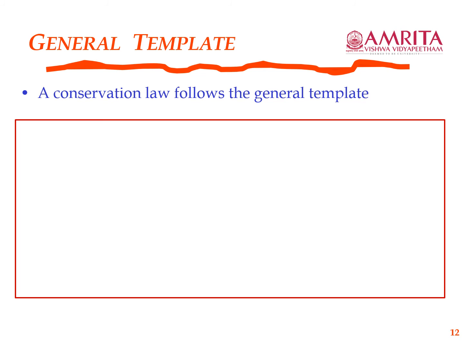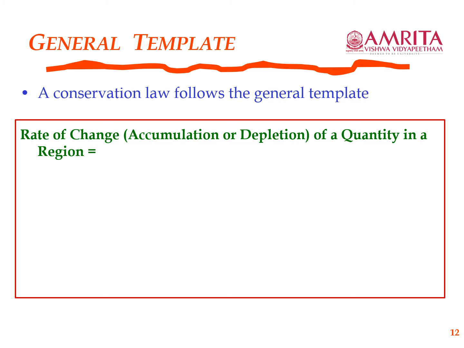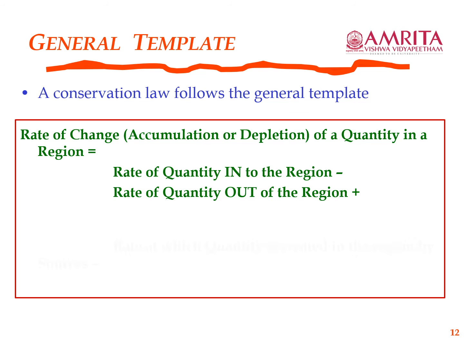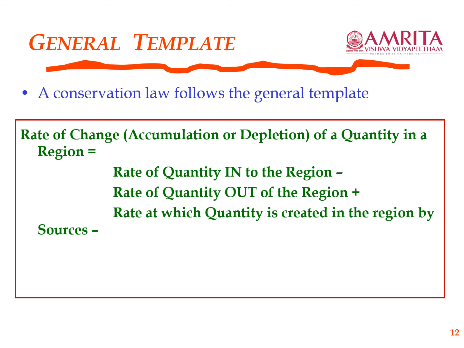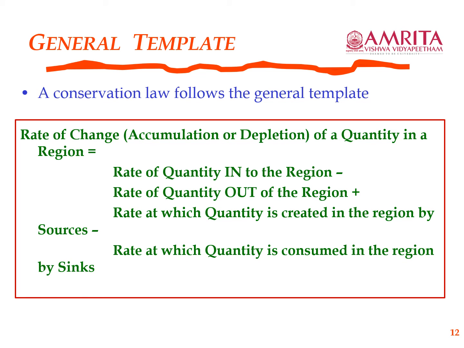If you are looking at a conservation law of any specific quantity, not during equilibrium but in a non-equilibrium situation, the following template is generally observed. The rate of change, either accumulation or depletion, of a quantity in a specific region is the rate of the quantity going into the region, minus the rate of the quantity coming out of the region, plus the rate at which that quantity is created in the region by what are called sources, and minus the rate at which the quantity is consumed in the region by what are called sinks.